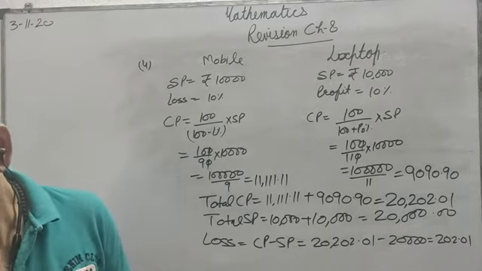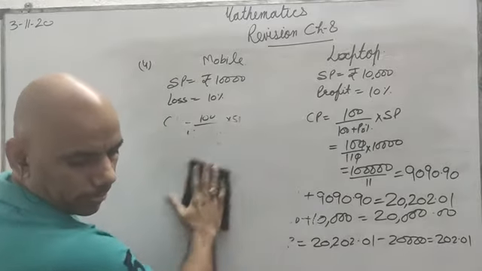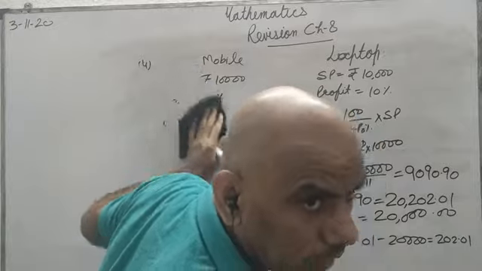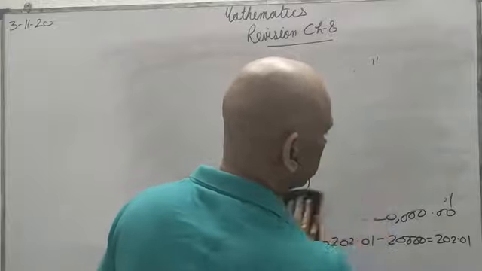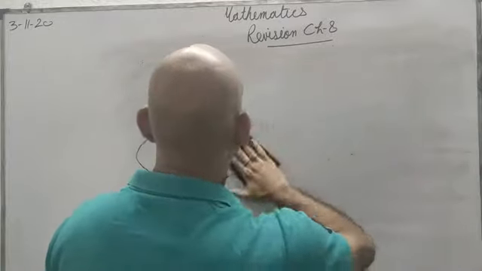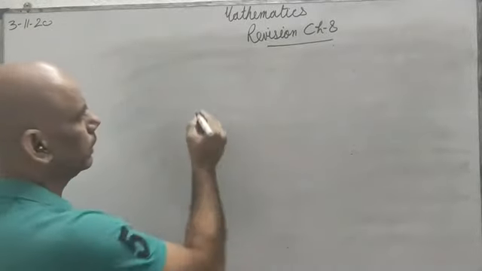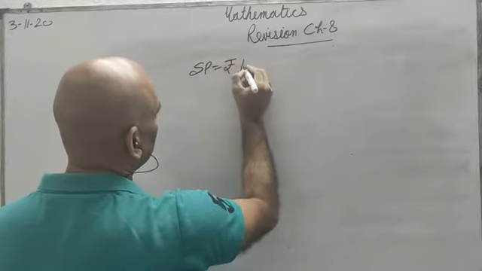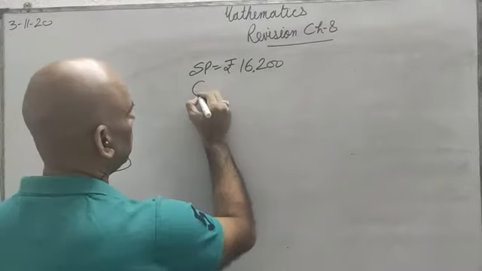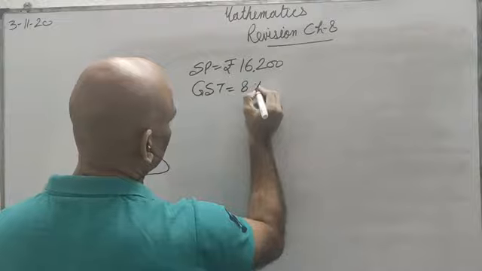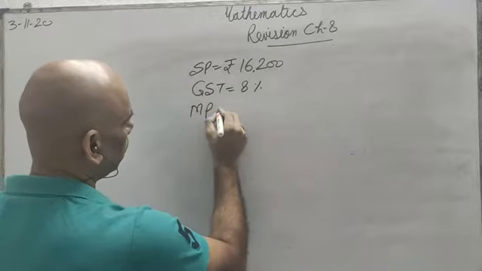Okay. Let us see question number 5. In question number 5, we are talking about GST. What he is saying, the selling price of an LED TV is 16,200. Selling price is rupees 16,200. After paying a GST of 8%. GST कितना है? 8%. Then he is trying to ask the marked price. What was the marked price of it?